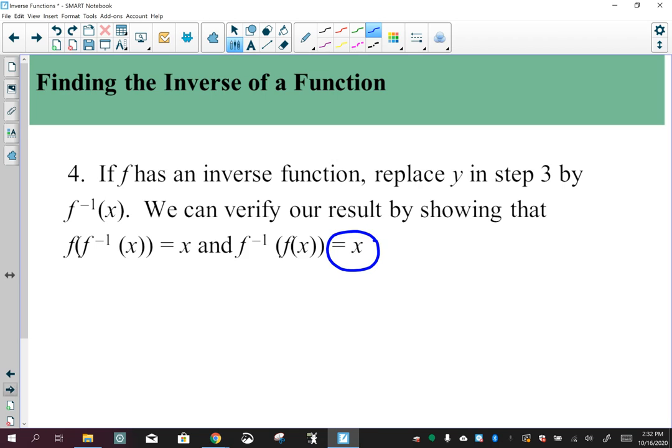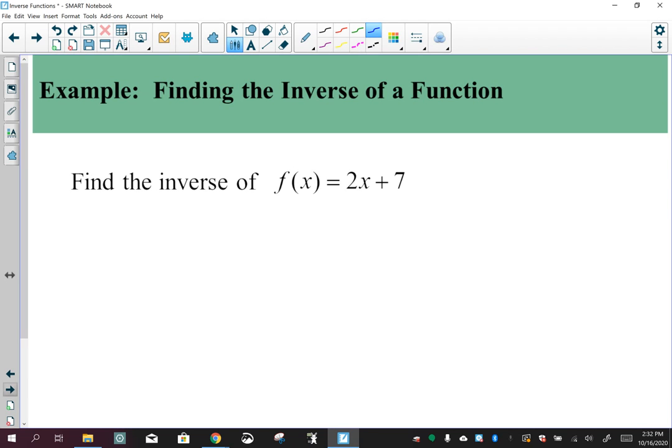So let's take a look at this. I want to find the inverse of f of x is equal to 2x plus 7. And so I'm going to come over here, and step 1 says instead of writing f of x, I'm going to write y. Now everywhere I see an x, I'm going to replace it with a y, and everywhere I see a y, I'm going to replace it with an x. So I'm going to interchange my x's and y's. Like that. Step 3 says, okay, once you do that, I need you to solve for y. So I'm going to solve this for y.